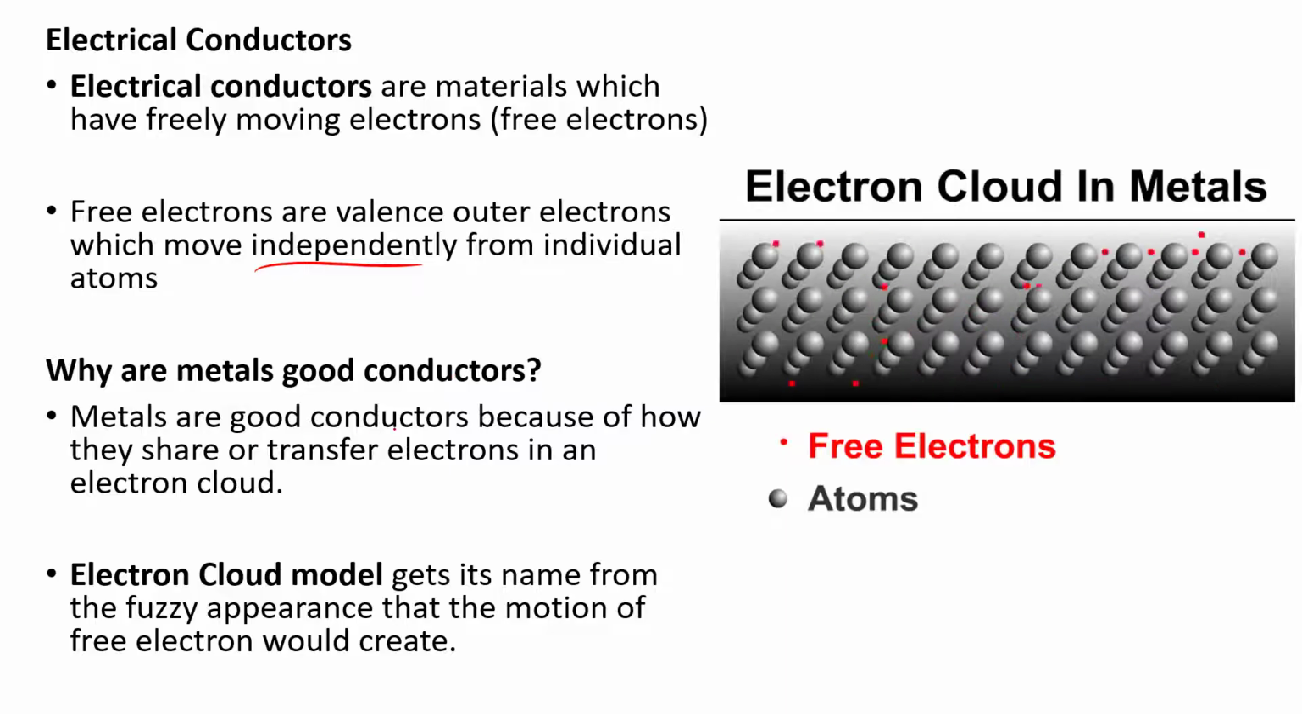Wire metals are good conductors because of how quickly these electrons go from one place to the other. They are pretty much everywhere, and we call this an electron cloud. There's an electron cloud model because if you take a look, it looks more like a fuzz than something in one place.